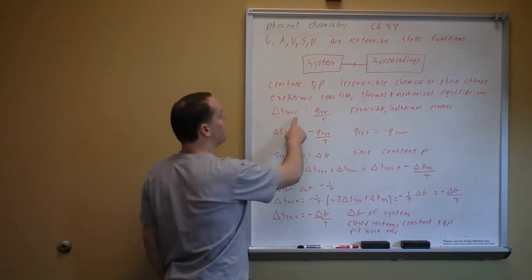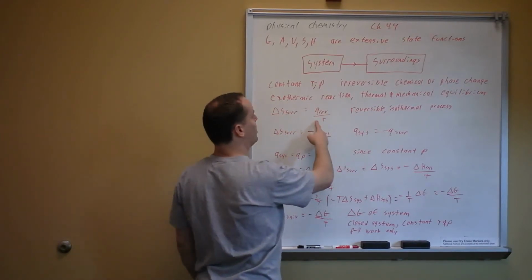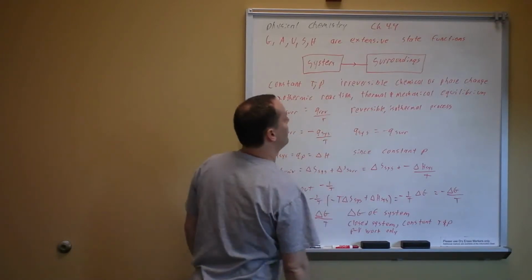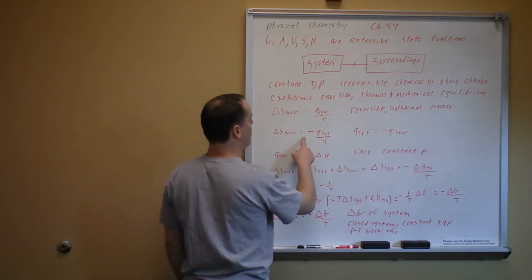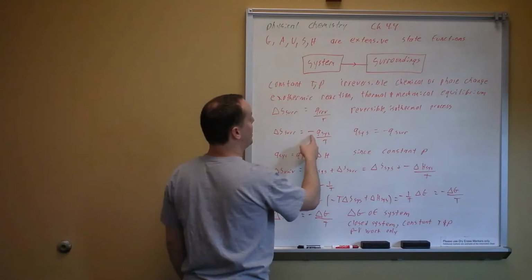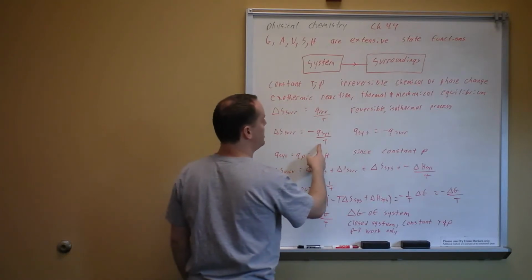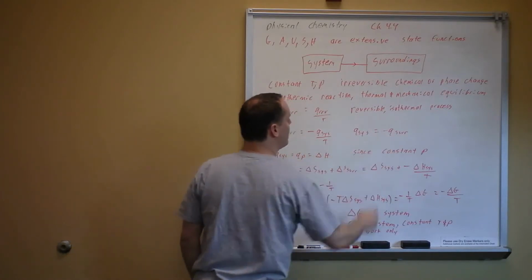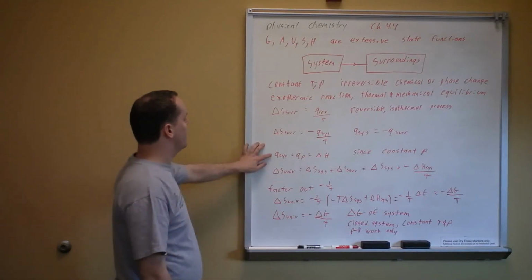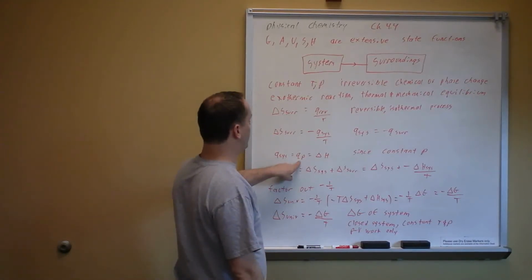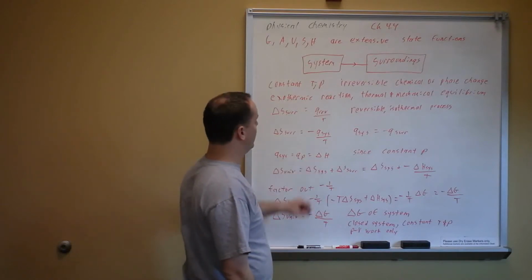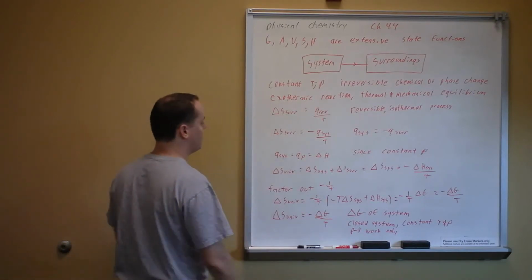So the delta S of the universe we know is Q reversible over T. And this is true for any reversible isothermal process. We know that the delta S of the surroundings is going to be minus Q of the system divided by T, because Q system is equal to minus Q of the surroundings. So Q system, since we're at constant pressure, is going to be equal to Q_P, and we showed before how that's going to be equal to delta H.